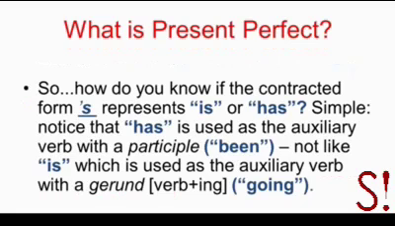So, how do you know if the contracted form apostrophe s represents is or has? Simple. Notice that has is used as the auxiliary verb with a participle, been, not like is, which is used as the auxiliary verb with a gerund, verb plus ing, going.